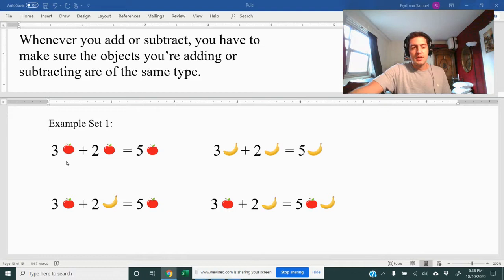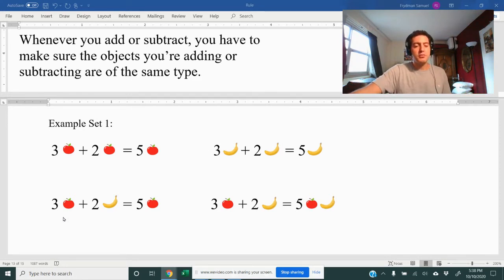3 apples plus 2 apples equals 5 apples. That makes perfect sense because I'm adding objects which are of the same type. I'm adding objects which are both apples. 3 bananas plus 2 bananas equals 5 bananas. Again, no problem. It makes perfect sense.